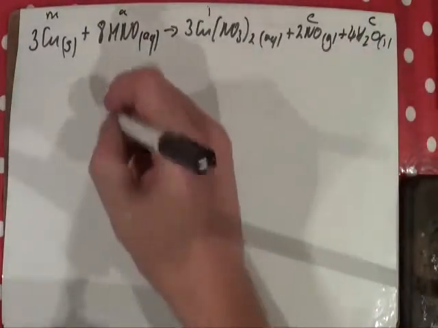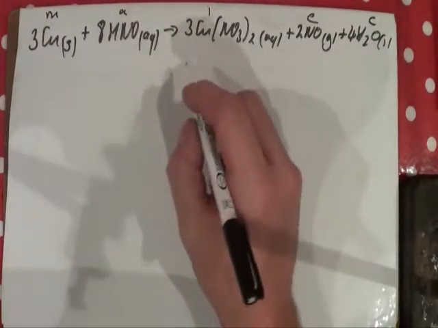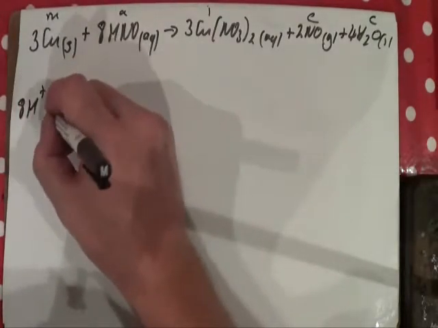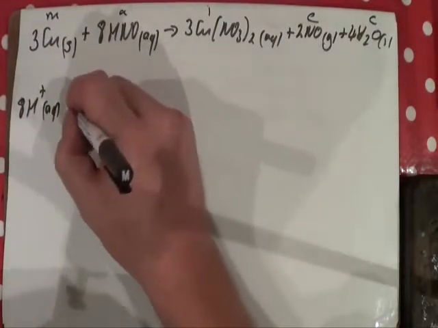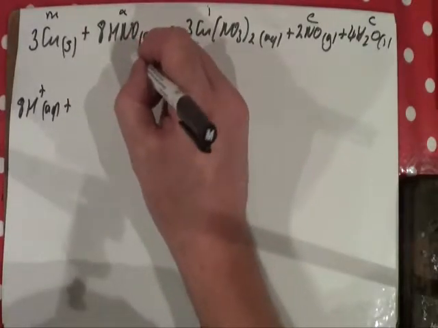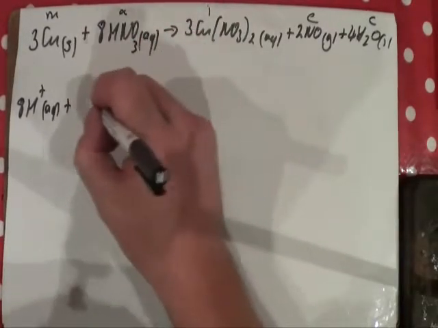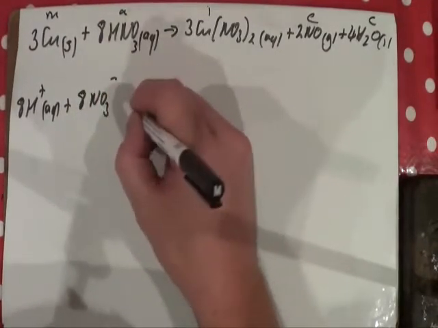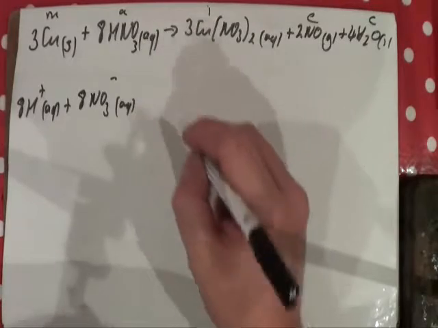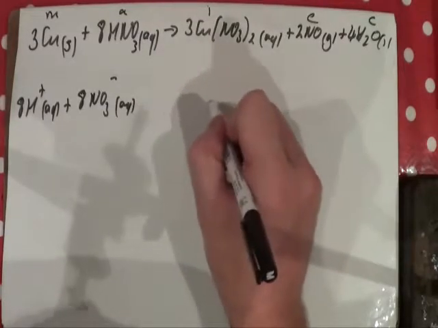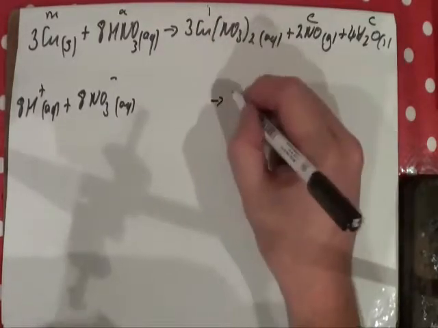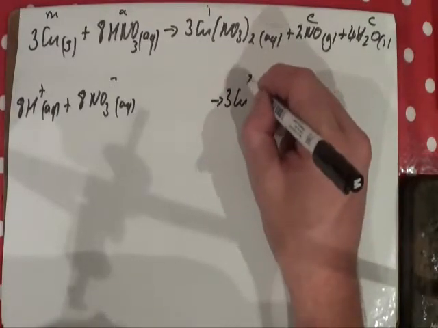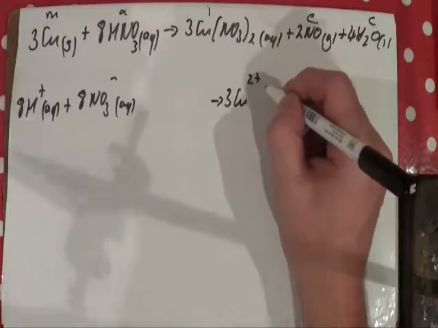So remember, we always said we start off and deal with our ionic and our acids. So we have 8 H pluses, which are obviously aqueous, plus we have, sorry, there should be a 3 in there, it's nitric acid. We have 8 NO3 minuses, again they are aqueous, and they will go to ionic. We have 3 copper ions here. Okay, remember copper ions are 2 positive.